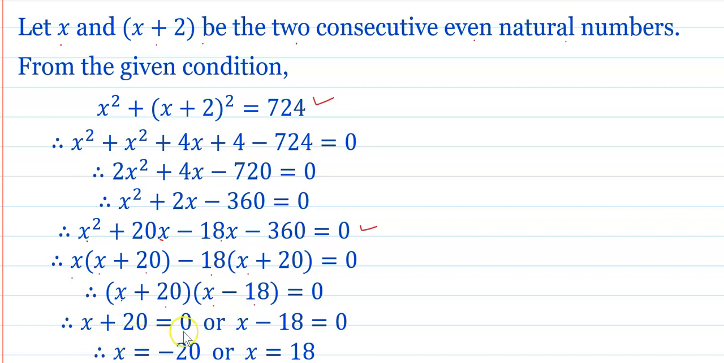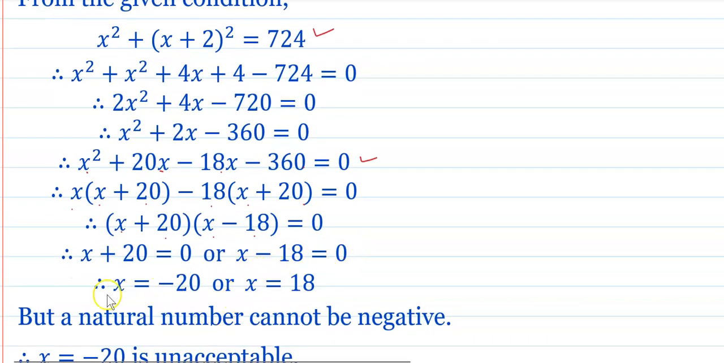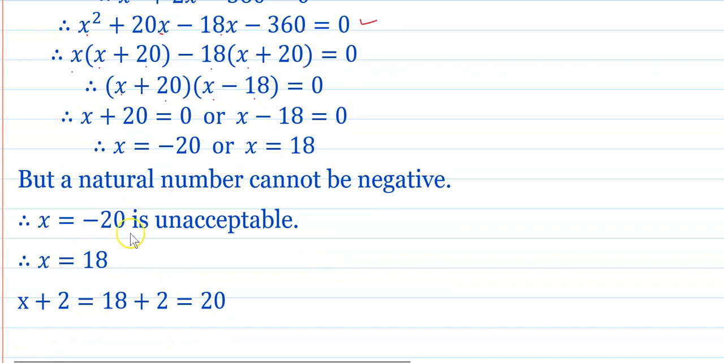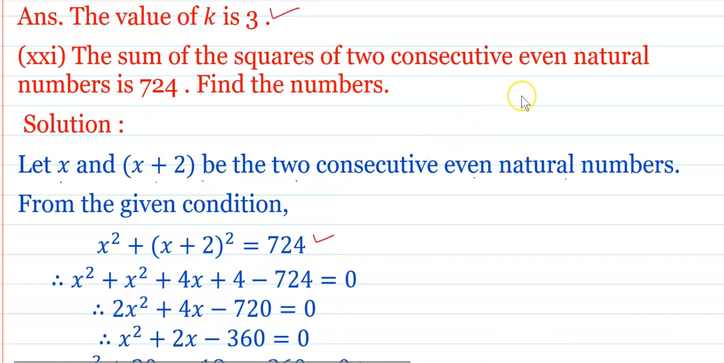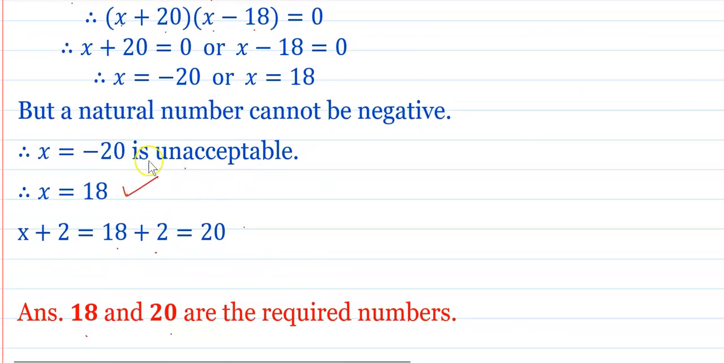Now next, x plus 20 is equal to 0 or x minus 18 is equal to 0. x is equal to minus 20 or x is equal to 18. But x is equal to minus 20 is not a natural number, and therefore x is equal to minus 20 is unacceptable, and therefore x is equal to 18. And therefore the required numbers are, what is the first number? 18. What will the second be? x plus 2 means what? 18 plus 2, that is 20. Therefore 18 and 20 are the required numbers. We have considered here the natural numbers, and hence x is equal to minus 20 is not acceptable.